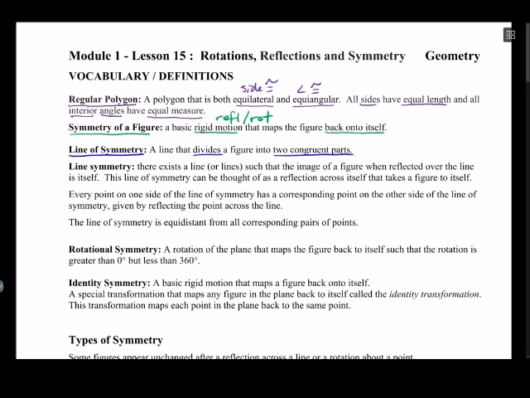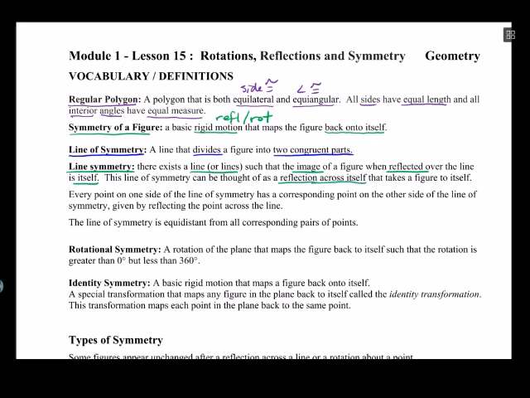A figure is said to have line symmetry if there is a line or possibly multiple lines that the image, remember that's the second part, when it is reflected over the line becomes itself. So our image is exactly the same as the pre-image. The line of symmetry can be thought of as a reflection across itself.